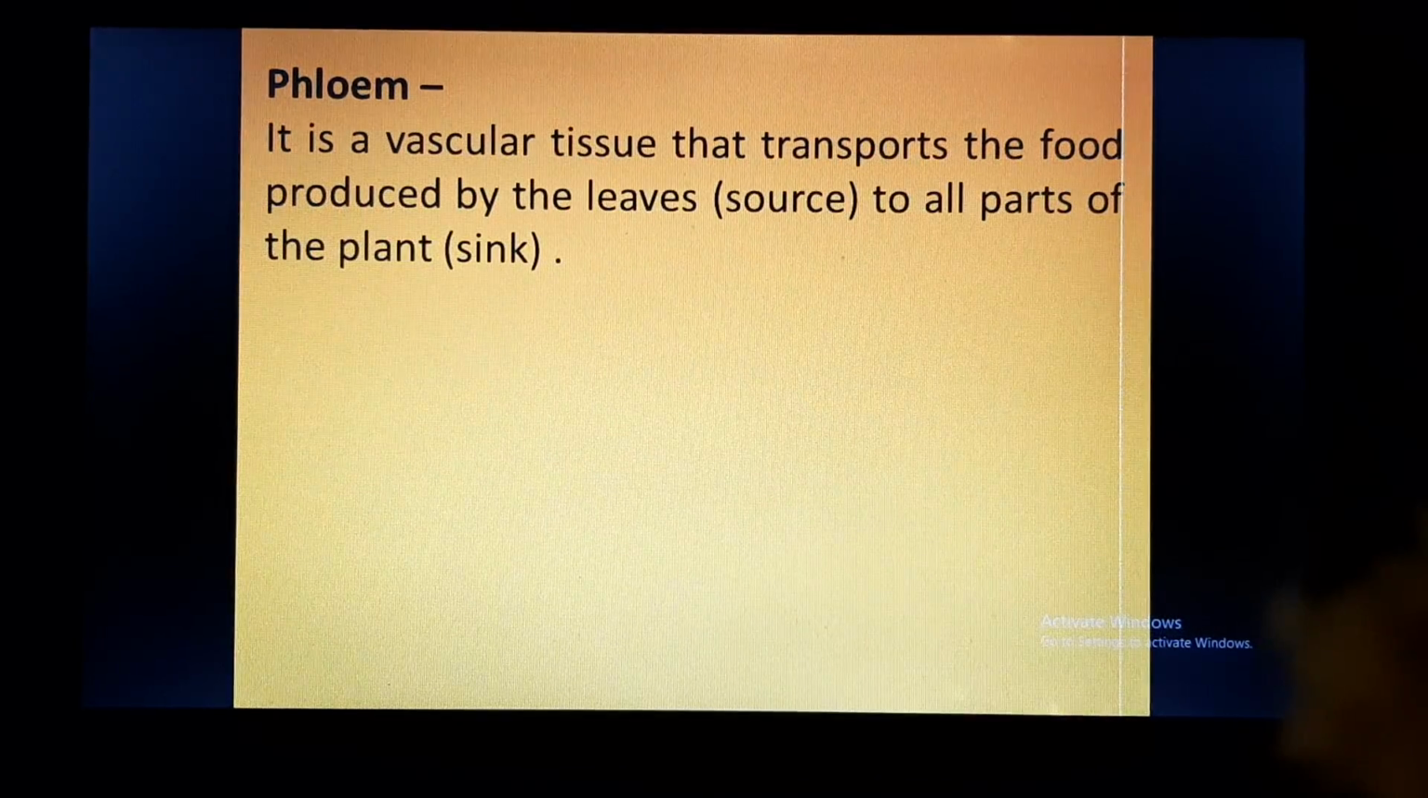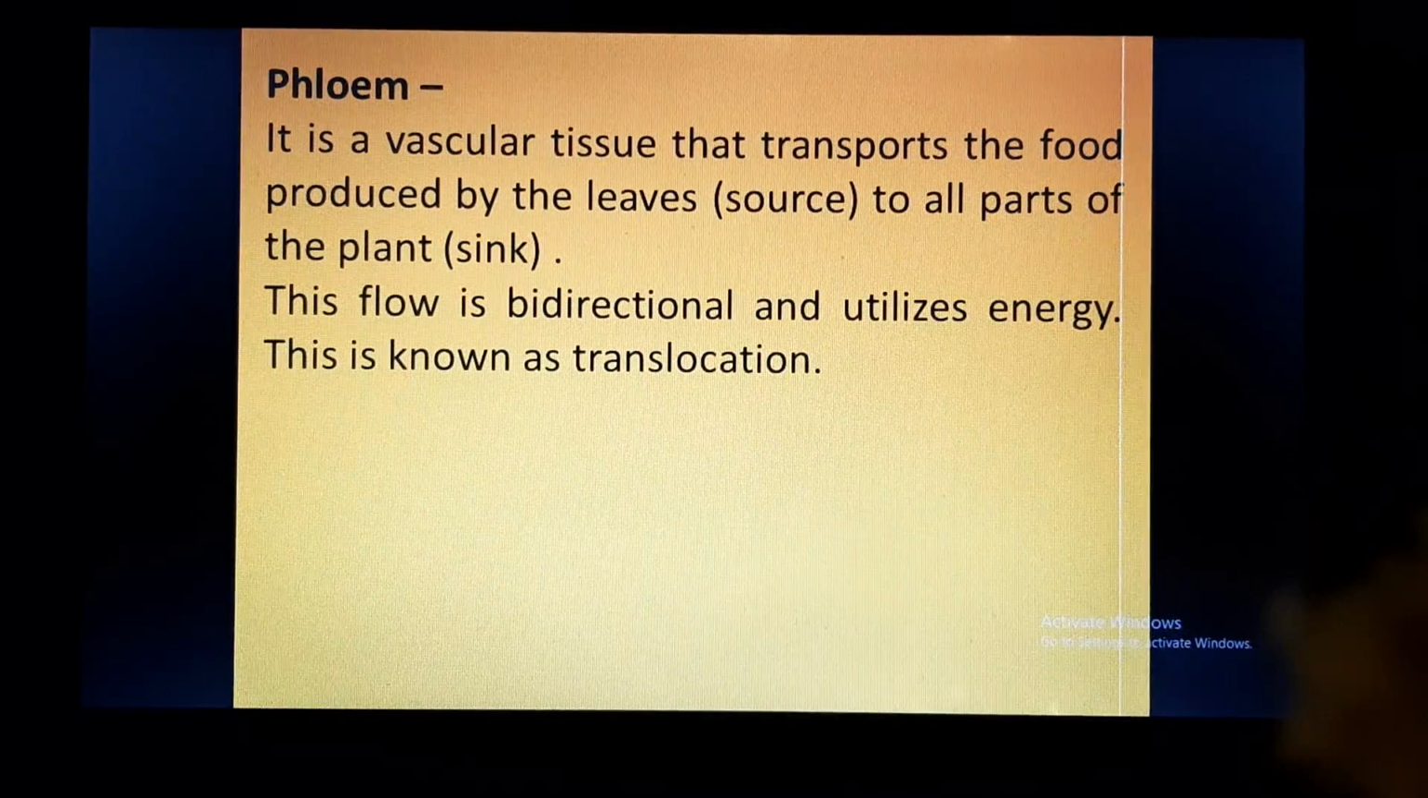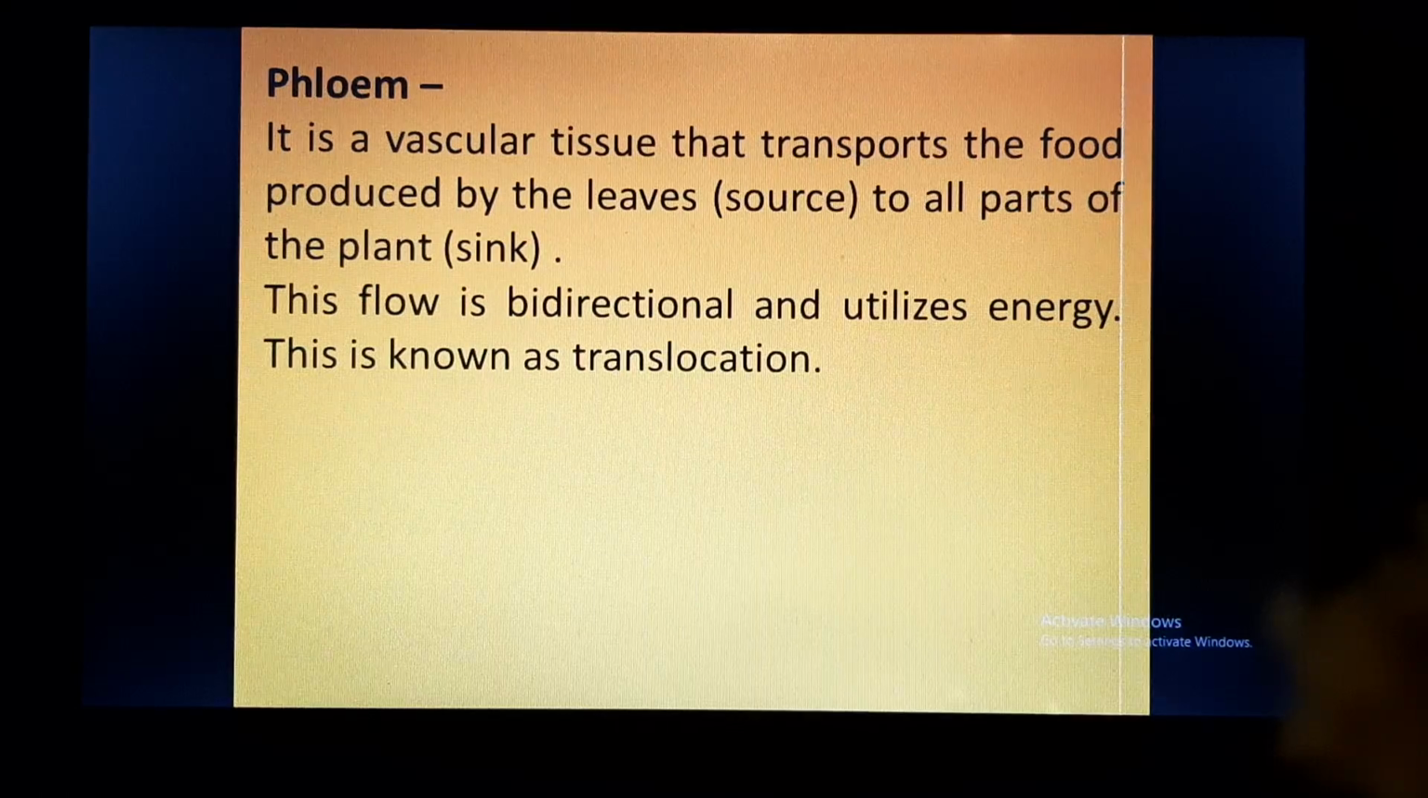Whereas in phloem, what is happening? This is the vascular tissue which transports the food produced by the leaves to all the parts of the plant. This flow is bidirectional and utilizes energy. And this is known as translocation.